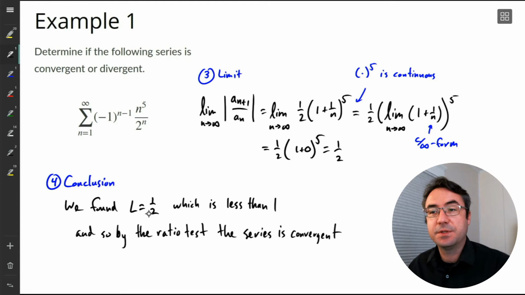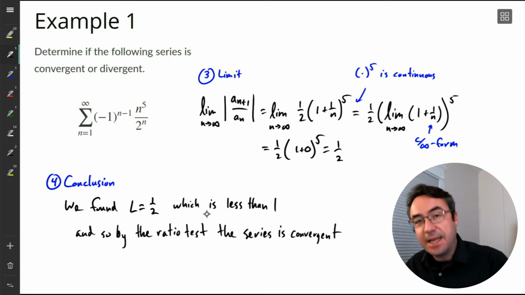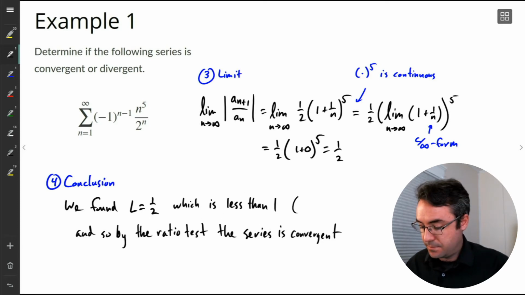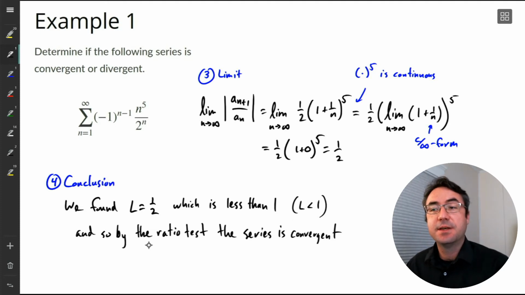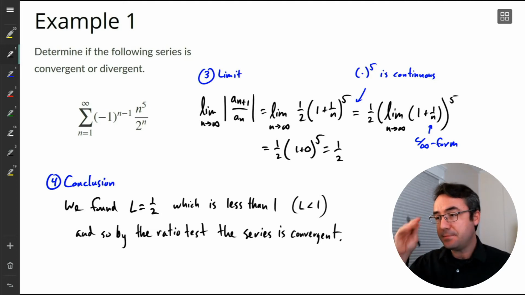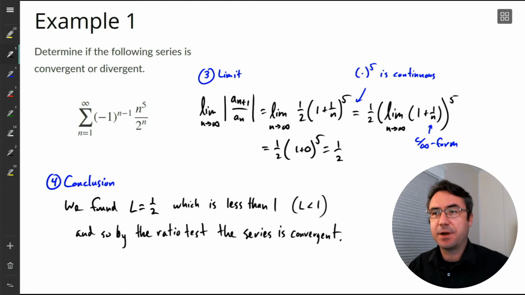We found that the limit was equal to 1/2. It's less than 1. L is less than 1. So that's what we need for our ratio test to say that it's a convergent series. And that's it. So we're just calculating this limit of a_n plus 1 over a_n. Let's try another one. These are good ones to practice.